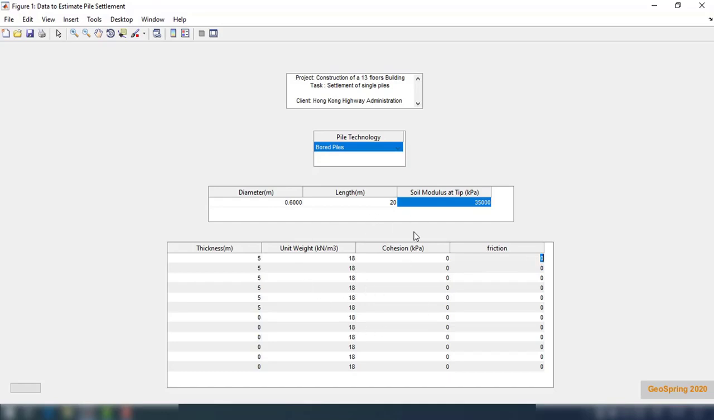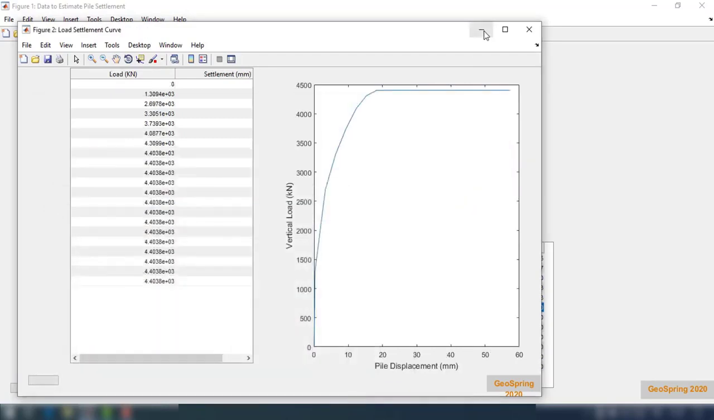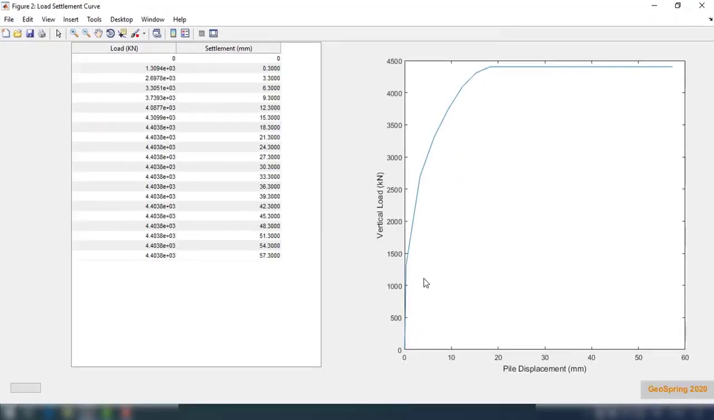Okay, let us say that we are always in sand. So to make things faster, 30, 33, 33. Just here you push on the button, and here you have two curves. You have the load settlement curve of your pile. This load settlement curve will allow you to verify if your service limit state load capacity corresponds to a feasible pile displacement, pile settlement, or not.